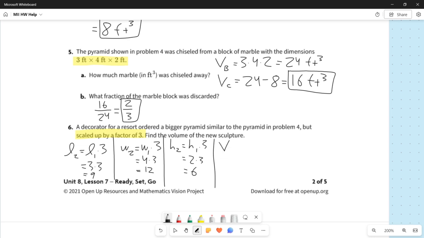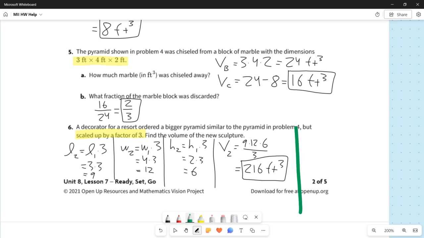And so now if I want my new volume, I take my new length, which is 9, my new width, which is 12, my new height, which is 6, and I still divide by 3, because that's my formula for the volume of a pyramid. If I do 9 times 12 times 6 divided by 3, you could potentially do this in your head. But if you don't feel like doing it in your head, you get 216 cubic feet, and that is, in fact, our answer.